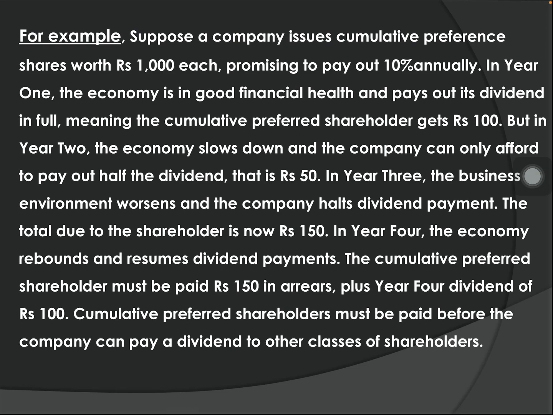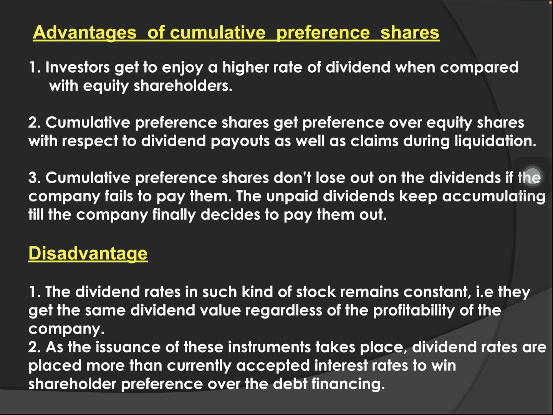Now let's move on to the advantages and disadvantages of cumulative preference share. The investors get to enjoy a high rate of dividend when compared to equity shareholders. The cumulative preference share gets a preference over equity share with respect to dividend payouts as well as claims during liquidation. The cumulative preference share doesn't lose out on the dividend if the company fails to pay it. The unpaid dividends keep accumulating till the company finally decides to pay them out.